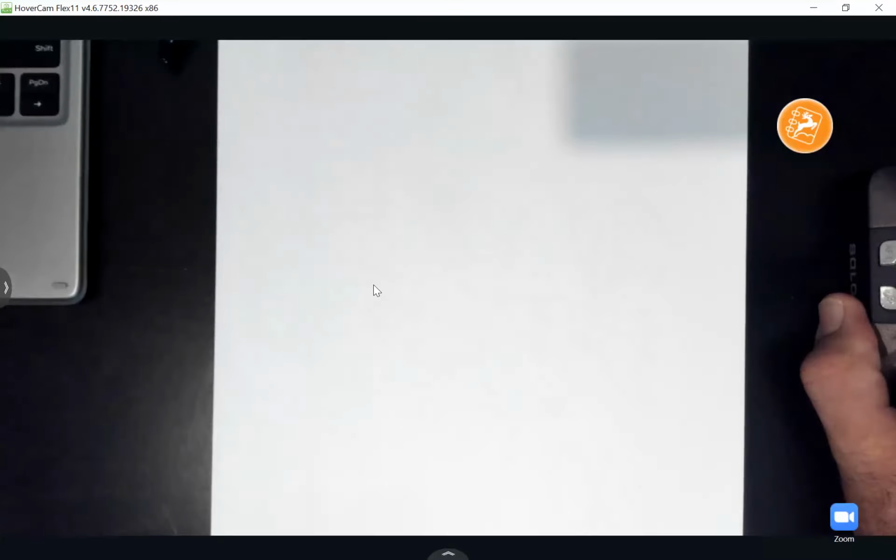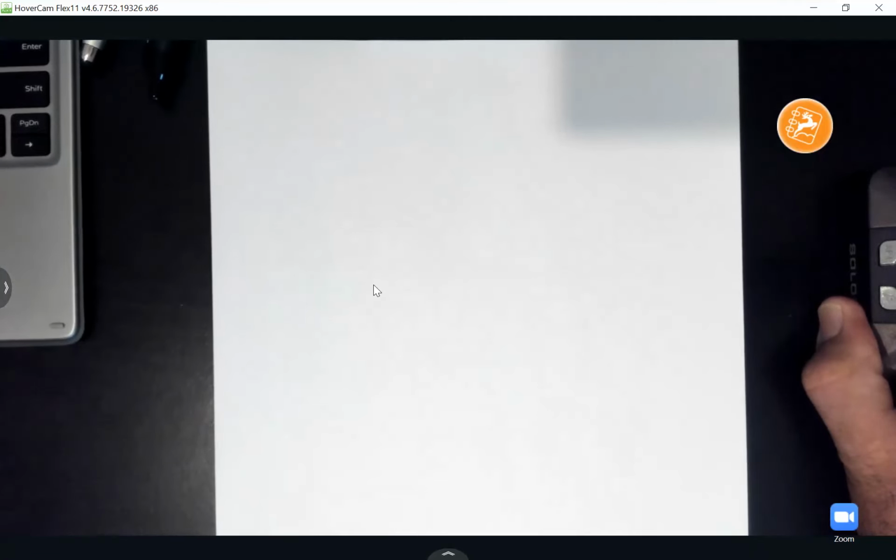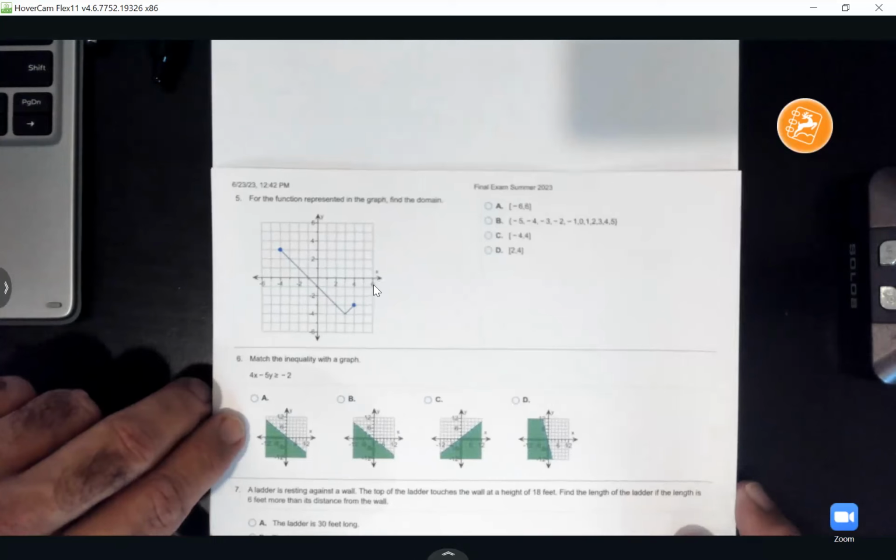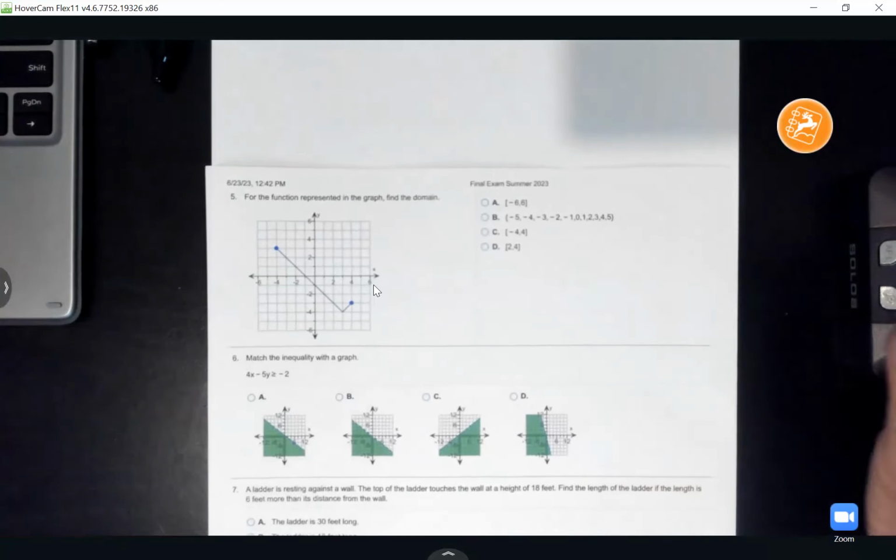All righty, so let me get my page back up. All righty, so number 5. Okay, so I'm gonna pull this picture up for number 5 also, and I'm actually gonna zoom this in a little.